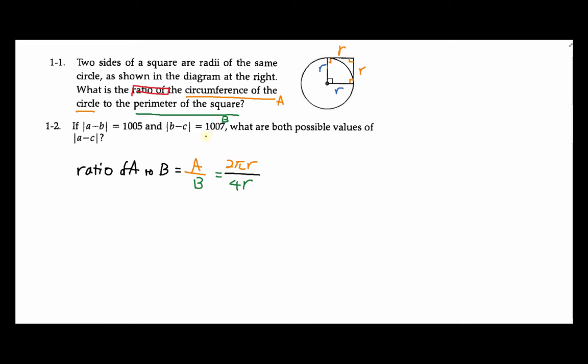Then you can cancel out the r's, and you can simplify 2 over 4 to be 1/2. So we will have our answer as pi over 2.